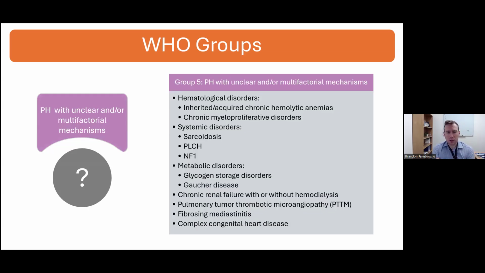Pulmonary tumor thrombotic microangiopathy is a very interesting disease state in which you're essentially getting small tumorlets that are embolizing into the pulmonary vasculature, causing acute onset right-sided heart failure. And then we put fibrosing mediastinitis because of its complex multifactorial mechanisms in this grouping as well.